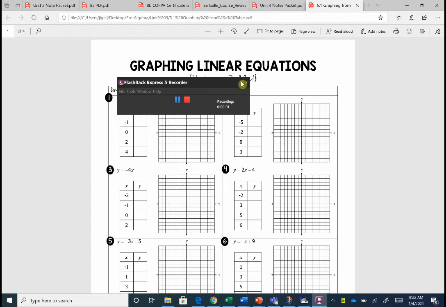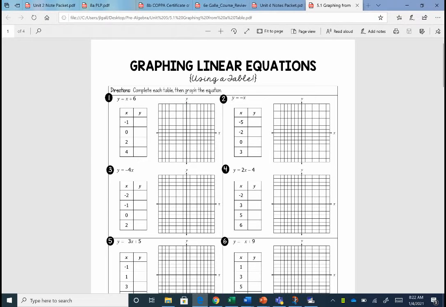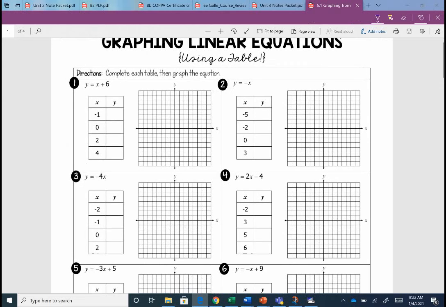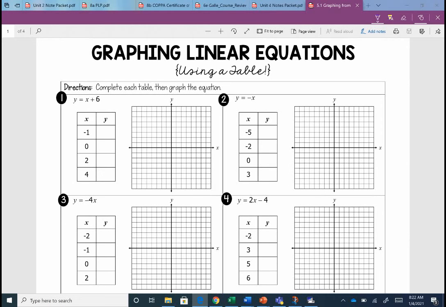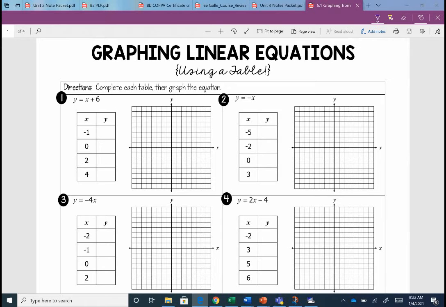All right, guys, this unit, we're going to be doing a lot of graphing. And we're going to start off with kind of the most basic way we can possibly graph, and that's by making a table of ordered pairs from our equation. So let's look at example 1. It says we need to complete each table.